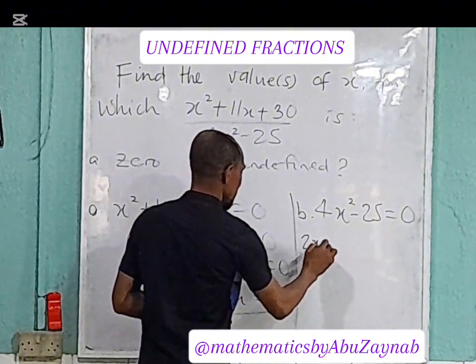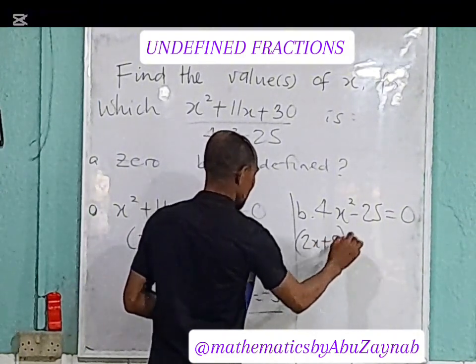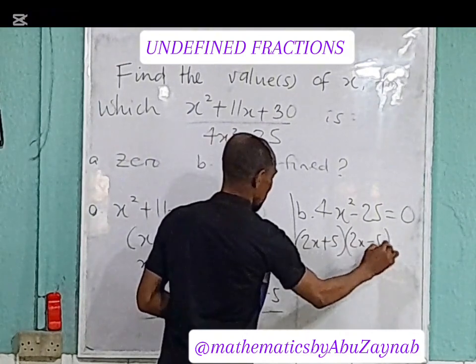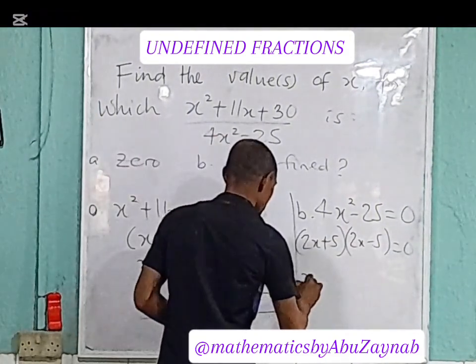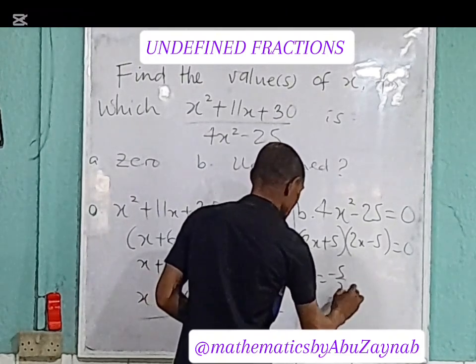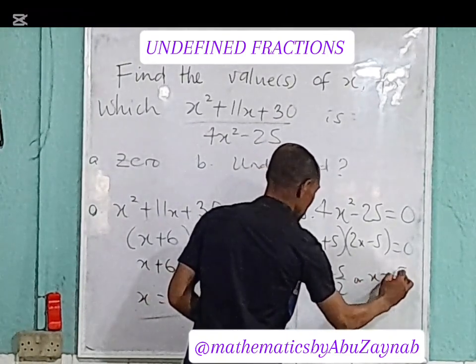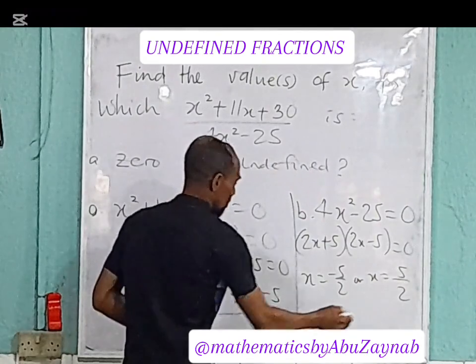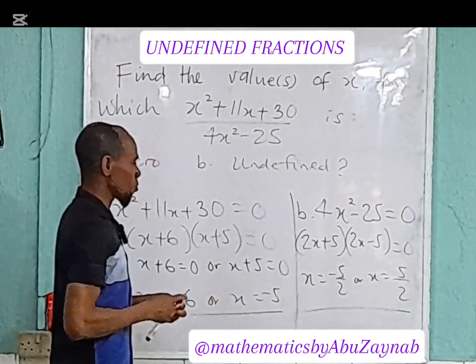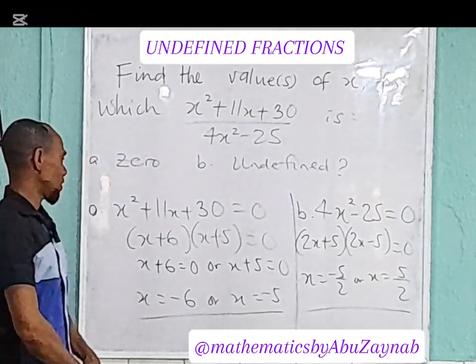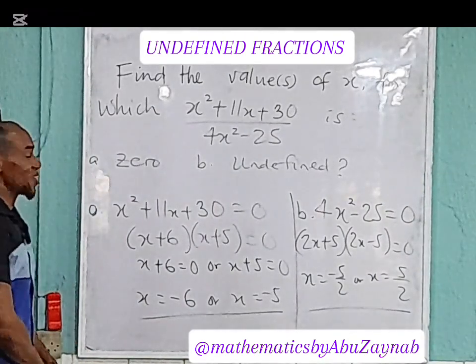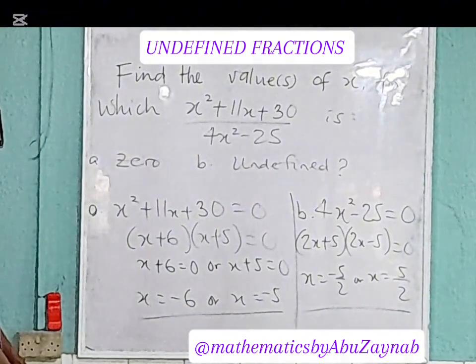This gives us (2x plus 5)(2x minus 5) equals 0. And solving this further, we have x equals minus 5 over 2 or plus 5 over 2. Again, these two values of x will render the entire fraction undefined. And that is pretty much all there is to it. It's as simple as that.